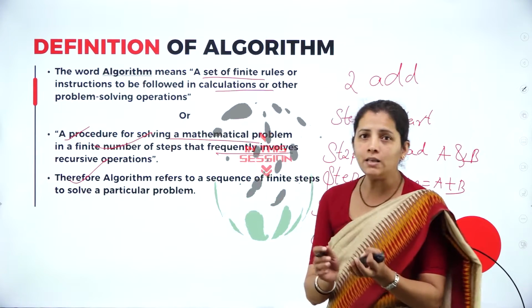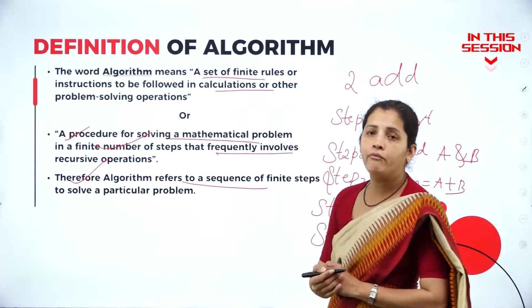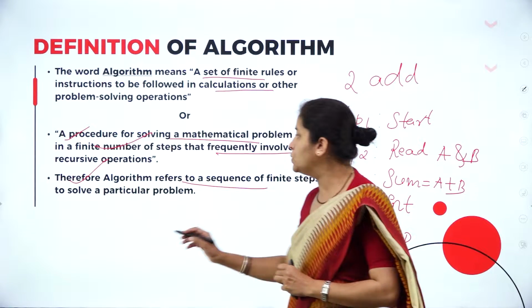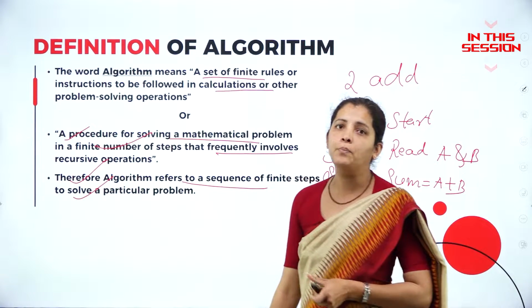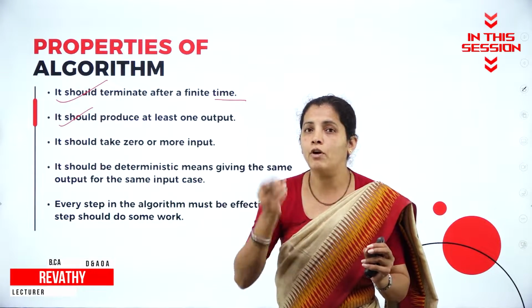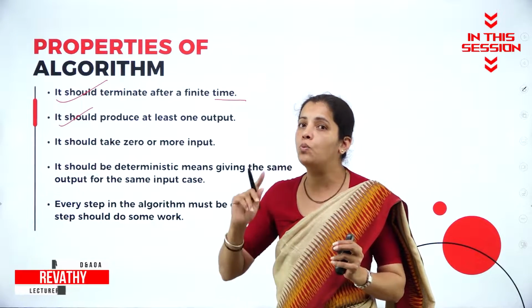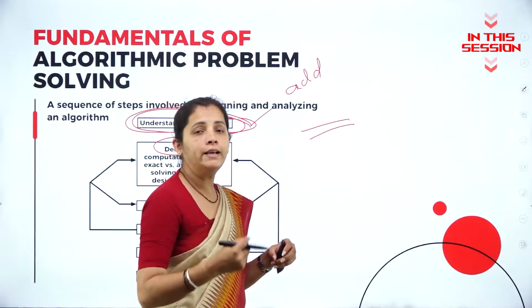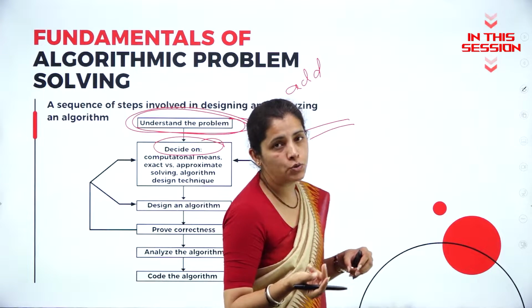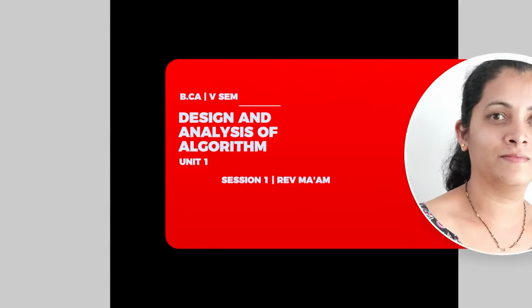Therefore, an algorithm is a sequence of finite steps to solve a particular problem. Whatever input I give, the algorithm must be able to produce one output. If I execute two or more lines together, then it is a parallel instruction.